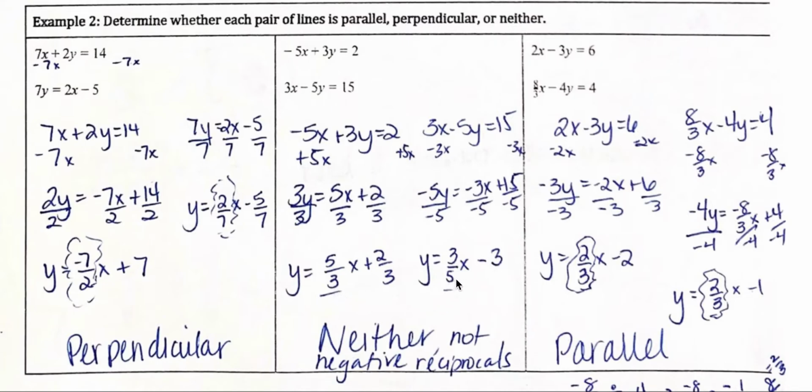Looking at your two slopes, you'll notice that they are reciprocals, but they're not negative reciprocals. So therefore, it is neither.